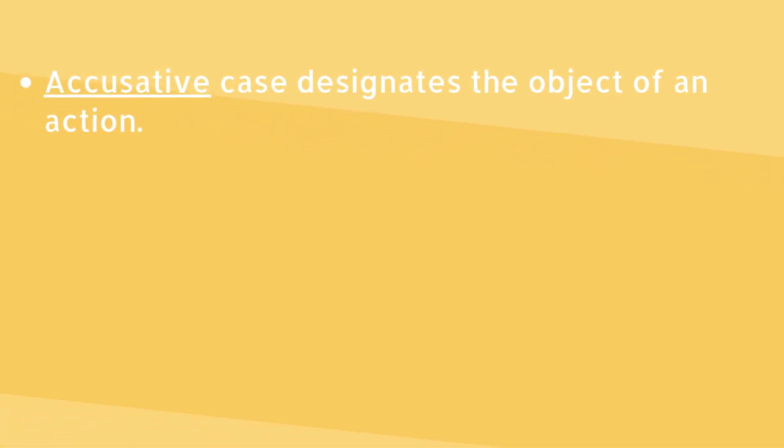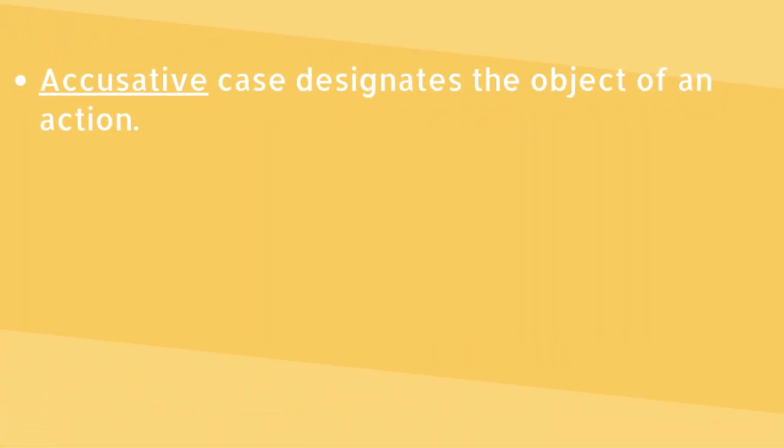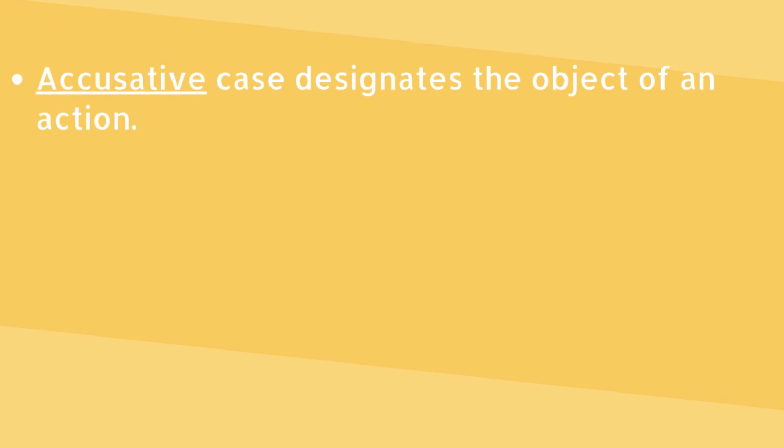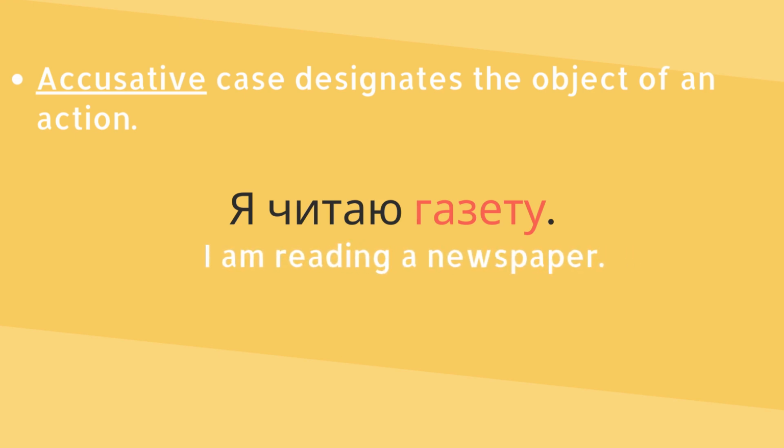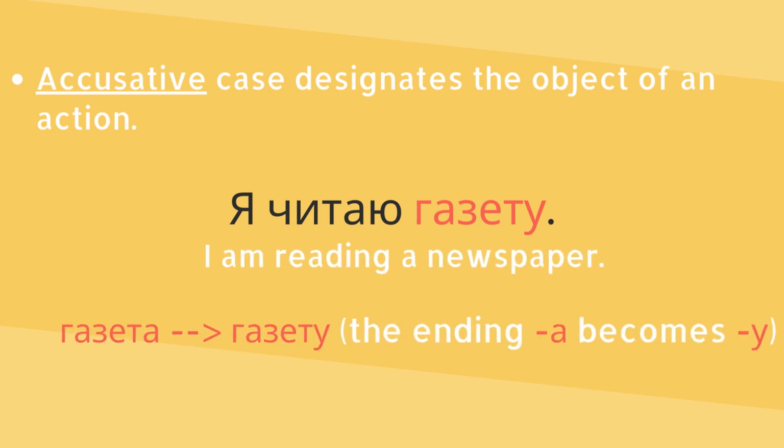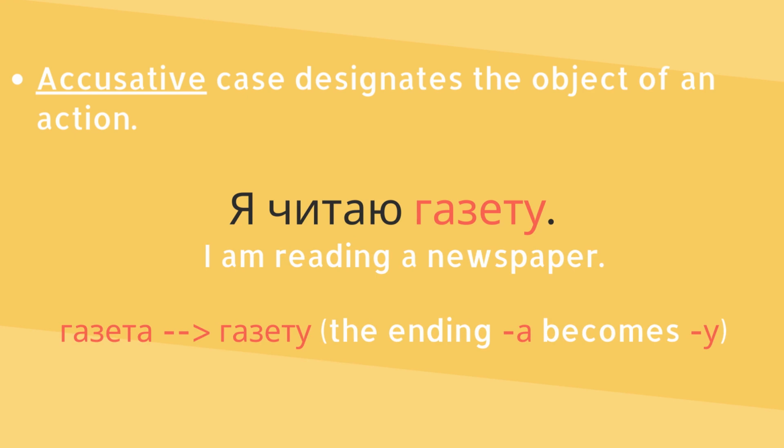The accusative case designates the object of an action. Я читаю газету. I'm reading a newspaper. Газета, газету. The ending a becomes u.